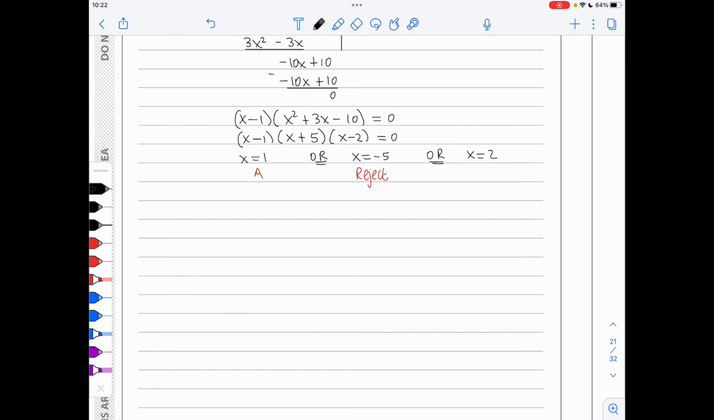The only thing remaining is to find the y value, so I will substitute 2 cubed minus 6 times 2 plus 9, which gives an answer of 5, and therefore point B has coordinates (2, 5).